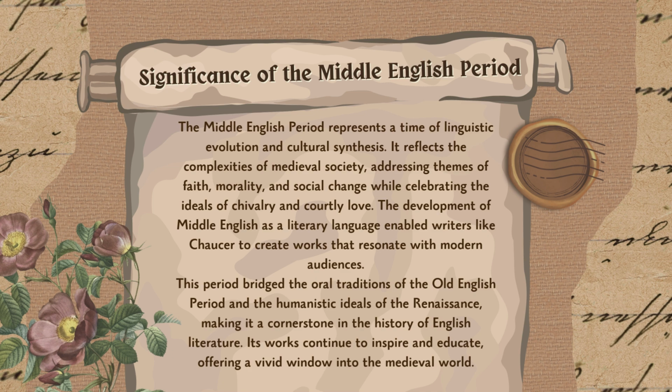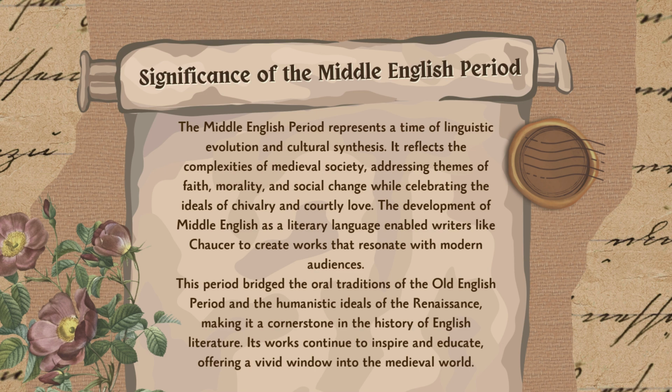Significance of the Middle English period. The Middle English period represents a time of linguistic evolution and cultural synthesis. It reflects the complexities of medieval society, addressing themes of faith, morality, and social change, while celebrating the ideals of chivalry and courtly love. The development of Middle English as a literary language enabled writers like Chaucer to create works that resonate with modern audiences.